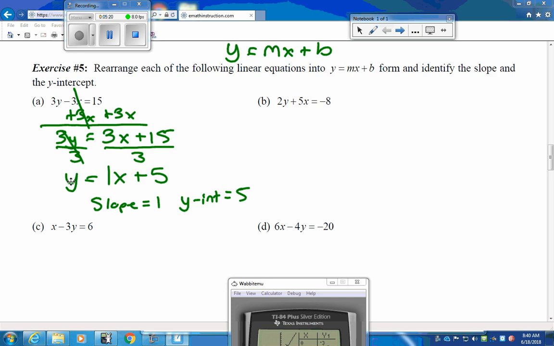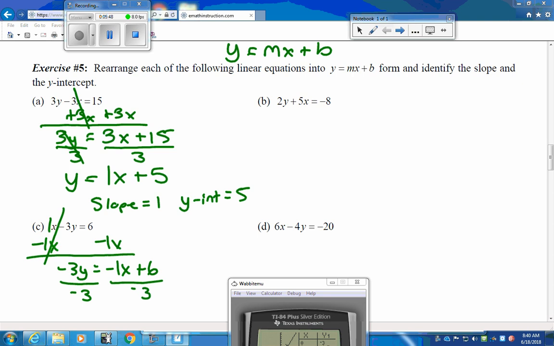Now the last one we're going to look at is C, and I have an x, but I don't have a number in front, which means that's going to be a 1x. Let me rewrite that again. The smartboard is slightly off. So I'm going to subtract 1x on each side, so that I have negative 3y equals negative 1x plus 6. Then I'm going to divide each side by negative 3.